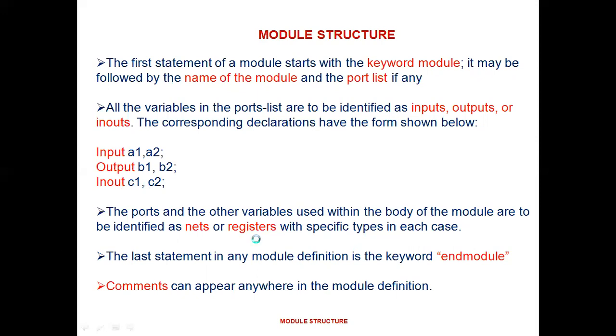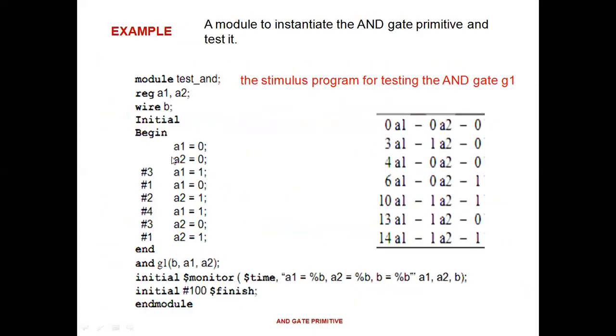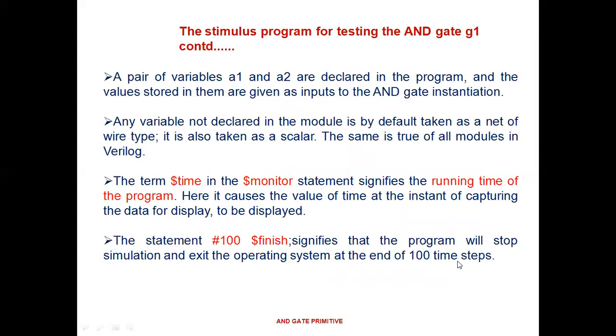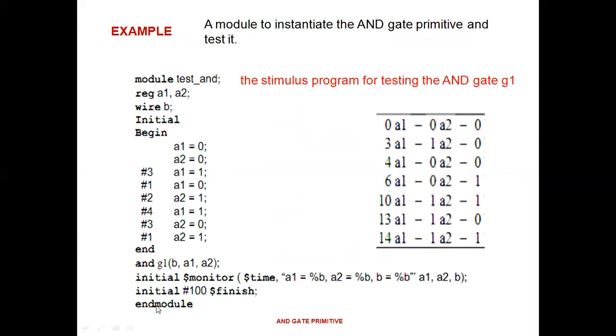Next, the ports and other variables used within the body of the module are to be identified as nets or regs with specific types in each case. Here, B is the output port, and A1, A2 are the input ports. A1, A2 we declare as reg type, whereas B we declare as wire type. Next, the last statement in any module is the keyword endmodule.